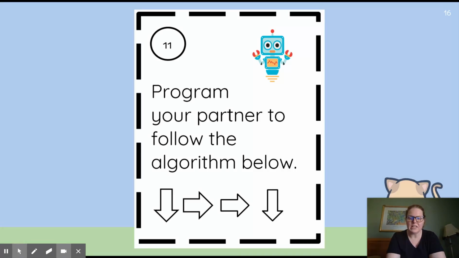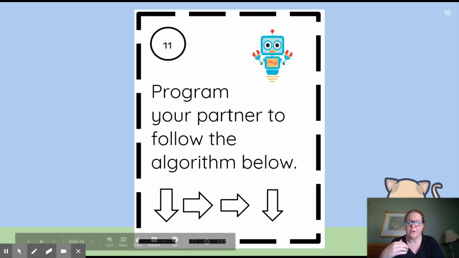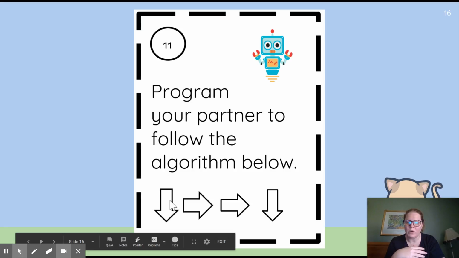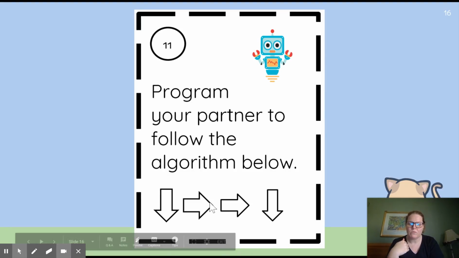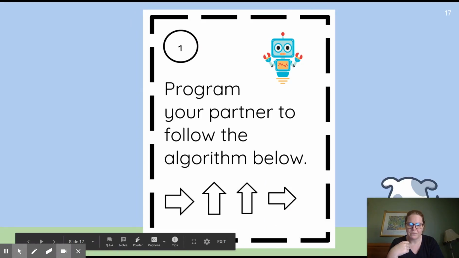So this one's kind of easy. Just tell your partner to follow the arrow. So remember, backwards. Your partner has to step backwards. Right, right, backwards. And this is right, forward, forward, right.